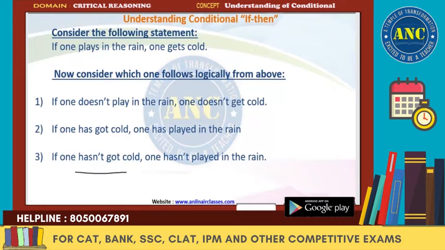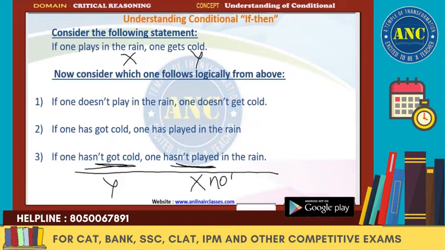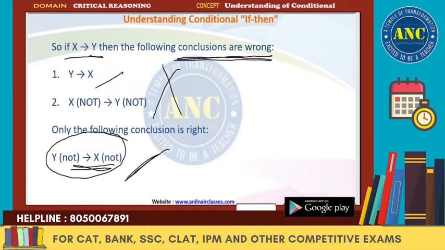It will be statement 3. Why? X is your rain, cold is your Y. So Y not means hasn't got cold. You have your Y not first, relates to one hasn't played in the rain. This is your X not. Hence, option 3 is the right one. So this is understanding conditional. Always, if X relates to Y, then Y not will lead to X not.